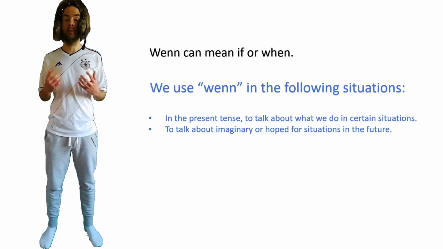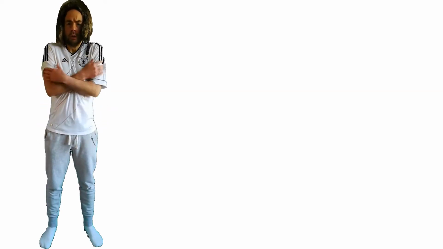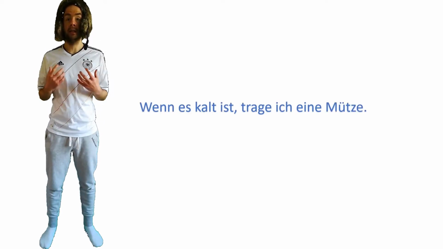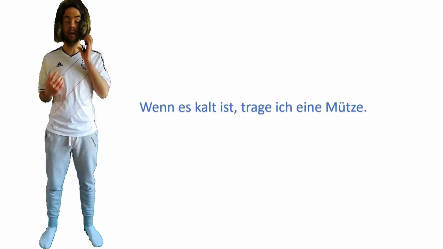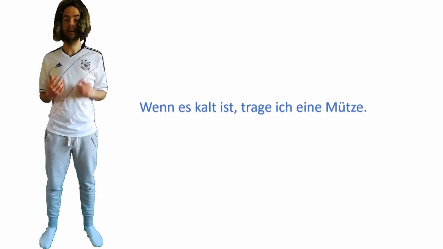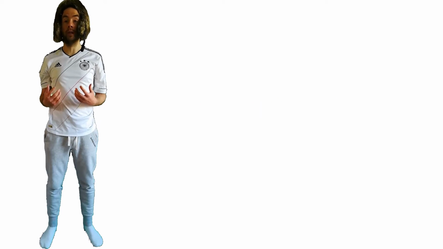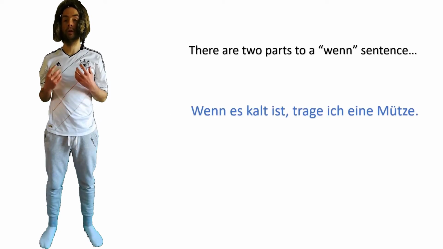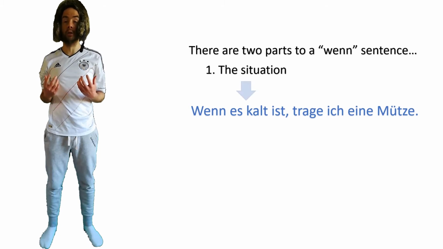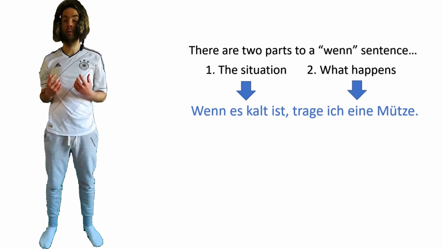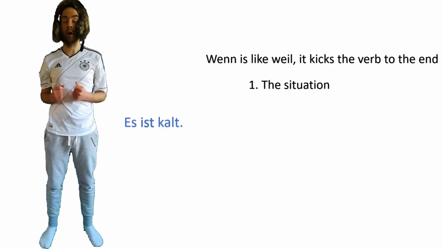So, here's an example sentence. Wenn es kalt ist, trage ich eine Mütze. So, if or when it's cold, I wear a hat. So there are two parts to a wenn sentence. The first part is the situation, so wenn es kalt ist, so if or when it's cold. And the second half is what happens in that situation. So trage ich eine Mütze, I wear a hat.